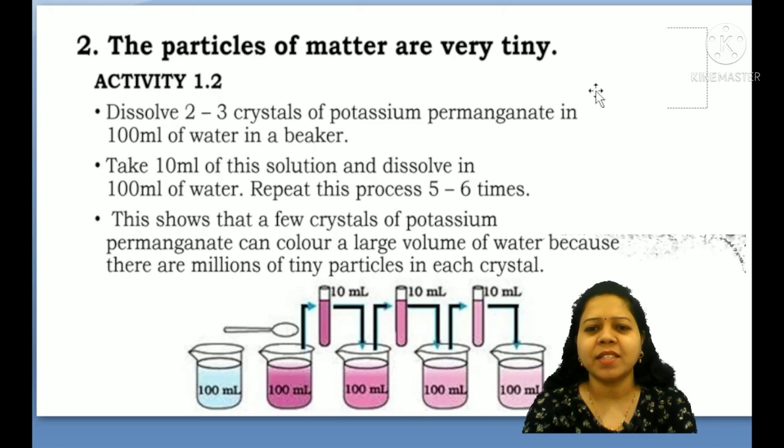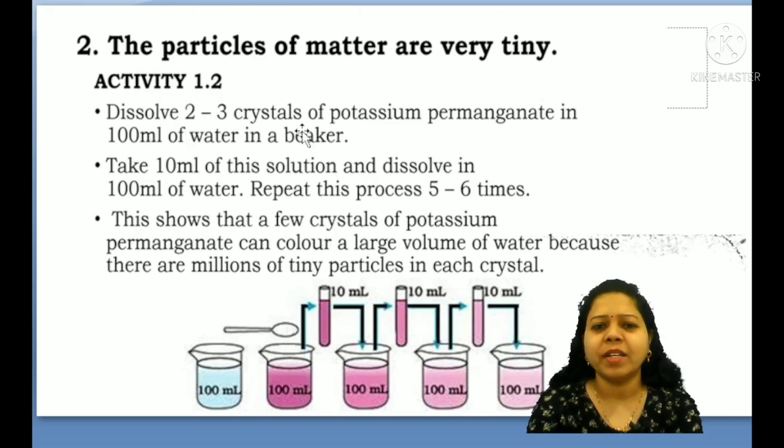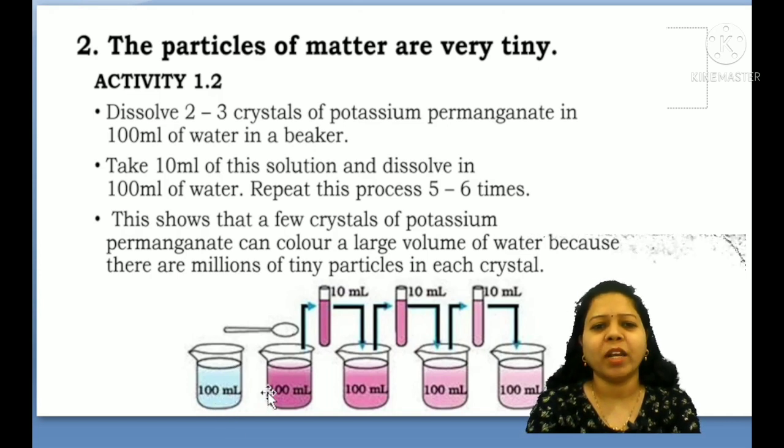Now how can we understand this? We'll see one activity which shows the particles of matter are very tiny. Now in activity 1.2, what is given? Dissolve 2 to 3 crystals of potassium permanganate in 100 ml of water in a beaker. Take 100 ml of water in a beaker, and in that you add 2 to 3 crystals of potassium permanganate.